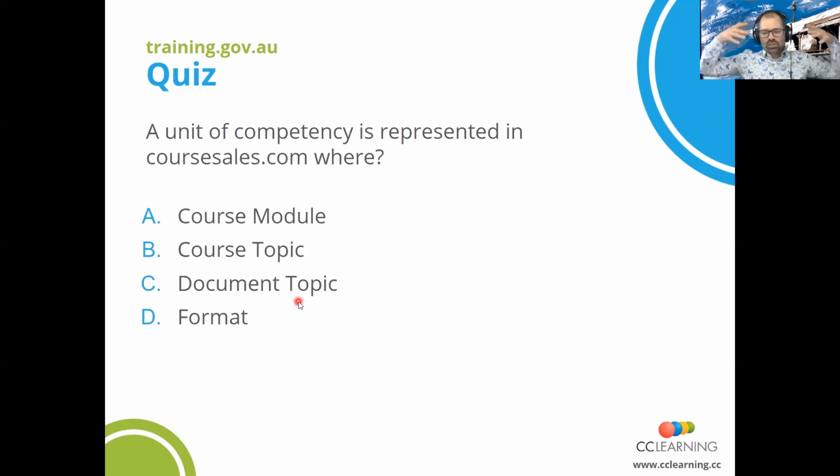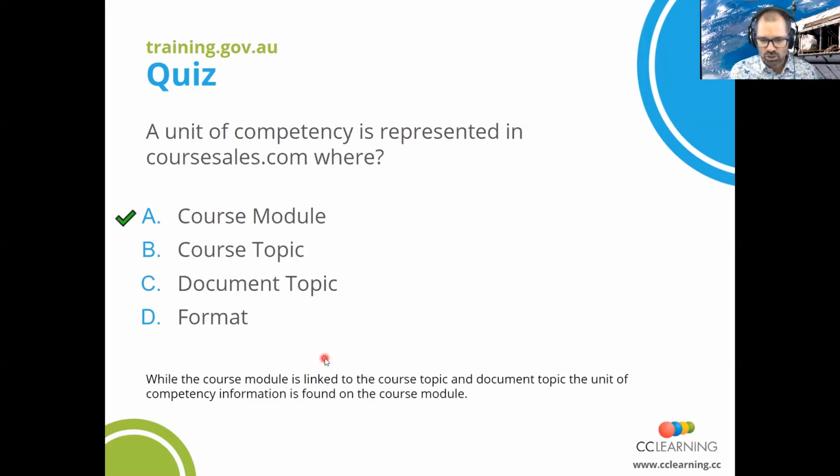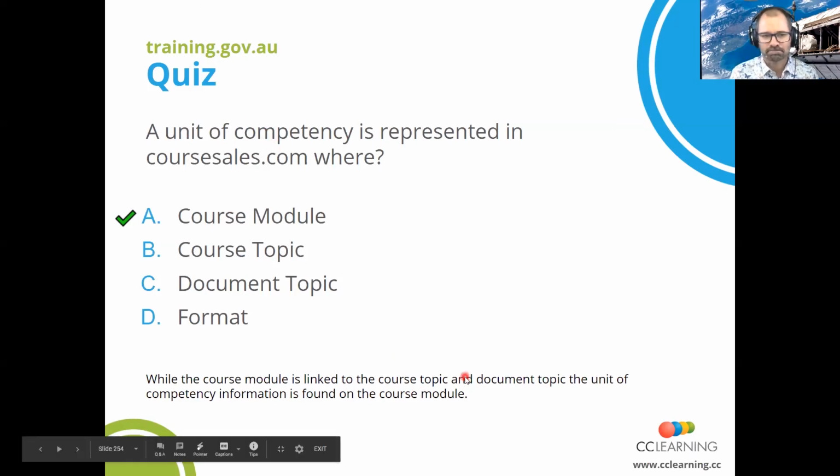But actually, if you drill down there, it goes all the way down to the course module. The course module is linked to the course topic, and then the course topic is defined in the format. So it's the course module where we have the unit of competency information.